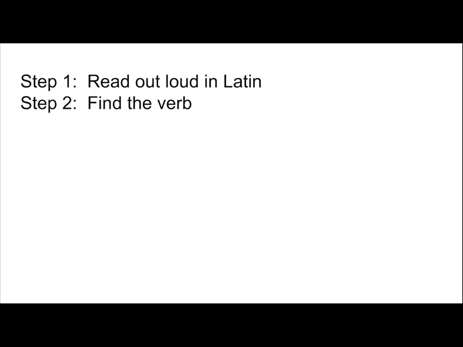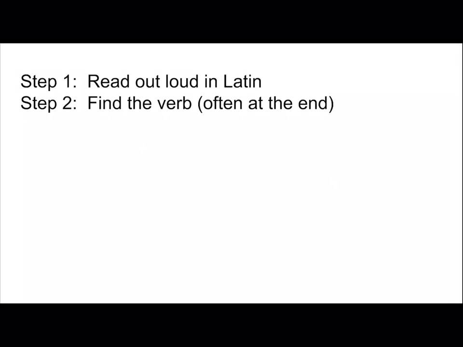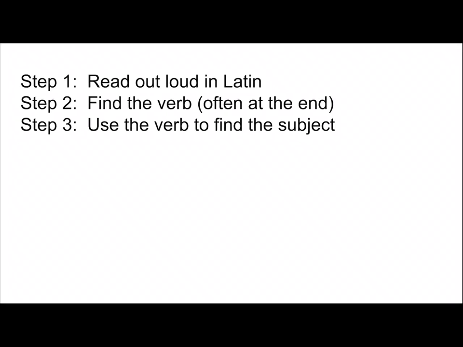The next step is to find the verb, because that's what controls the action in a sentence. Often, the verb is going to be at the end. Regularly, it's going to be at the end. So, find the verb. Now, once you've got the verb, use that verb to find the subject. In other words, let's say the verb is see. So you're going to ask, who sees? That's how you're going to get the subject.